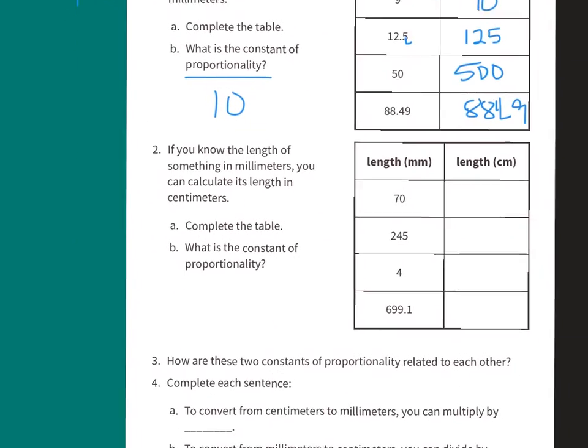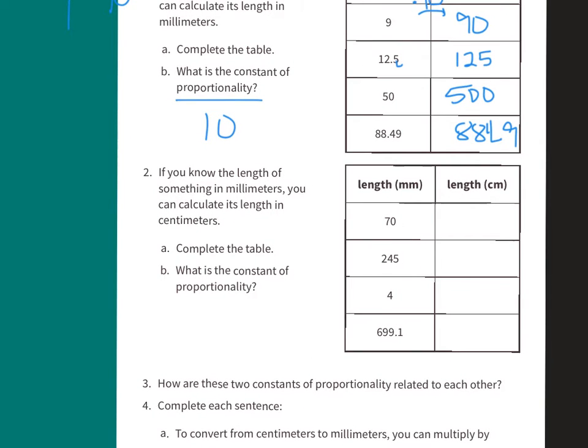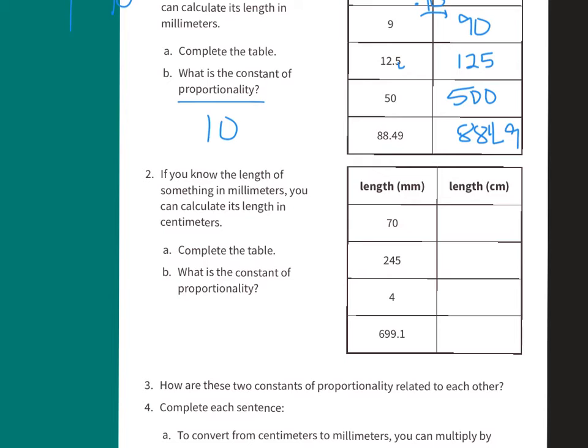Now, number 2 says if you know the length of something in millimeters, you can also calculate the length in centimeters. Complete the table. So now we're going backwards. They give us the millimeters and we need to find the centimeters. So we know that 10 millimeters is equal to 1 centimeter. So my constant proportionality is 1 over 10. So I'm going to multiply everything by 1/10 here. So multiplying by 1/10 is the same as dividing everything by 10.